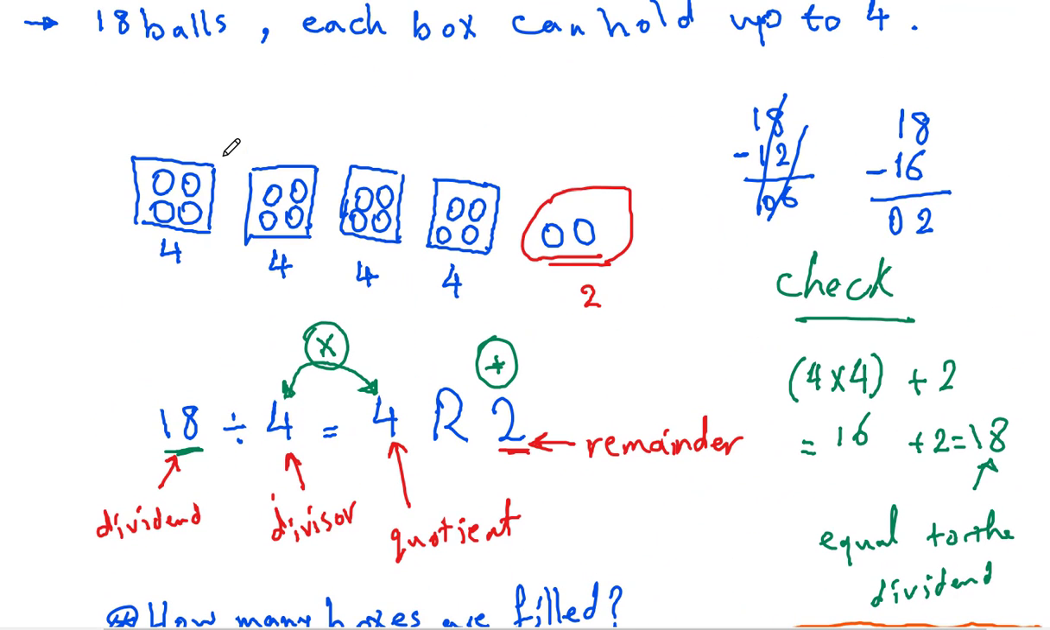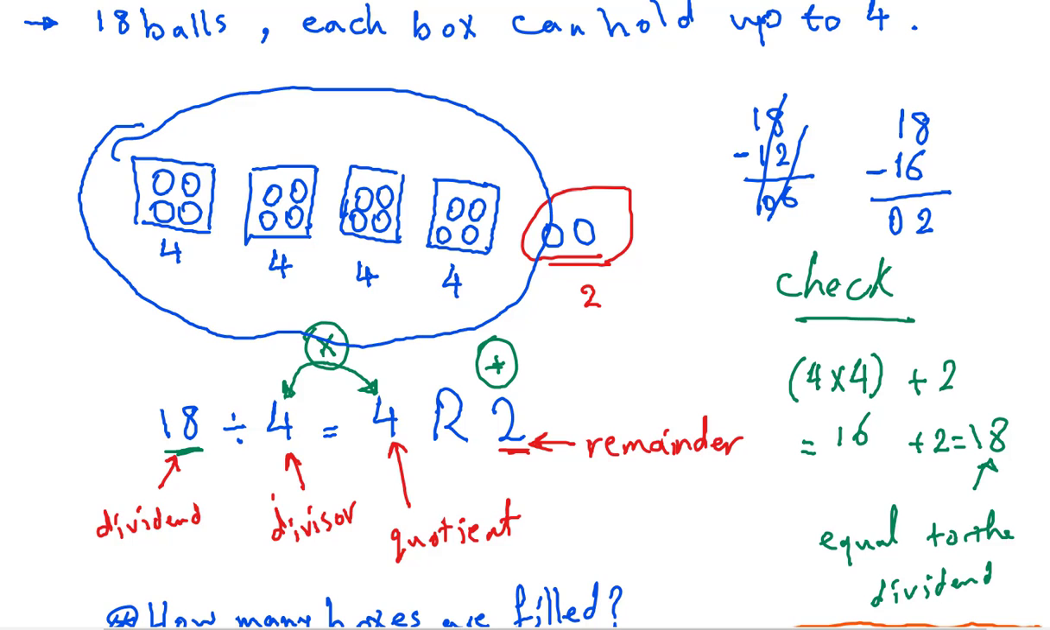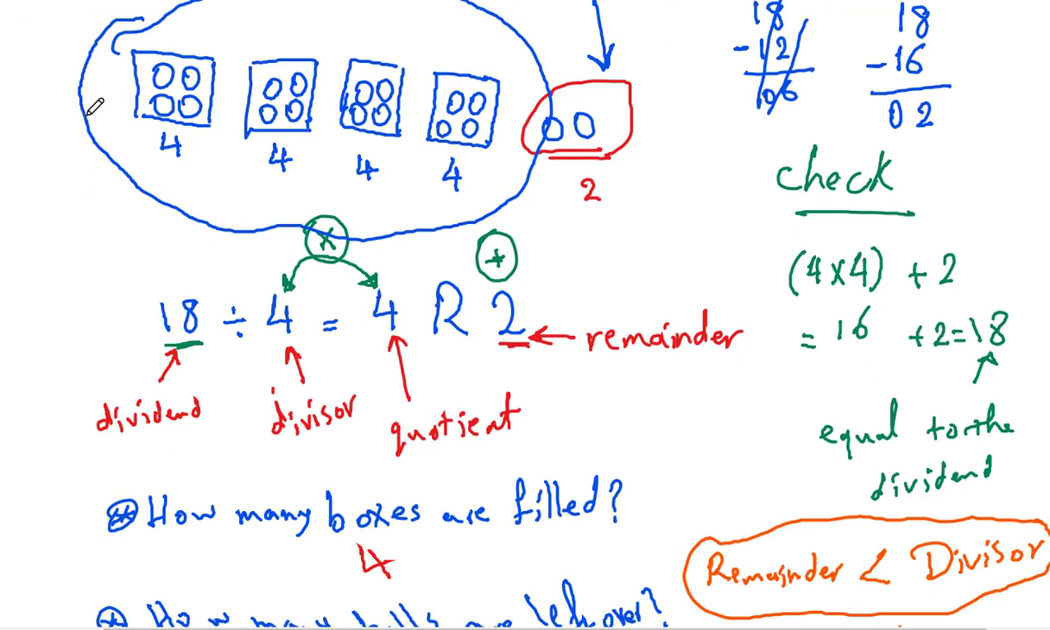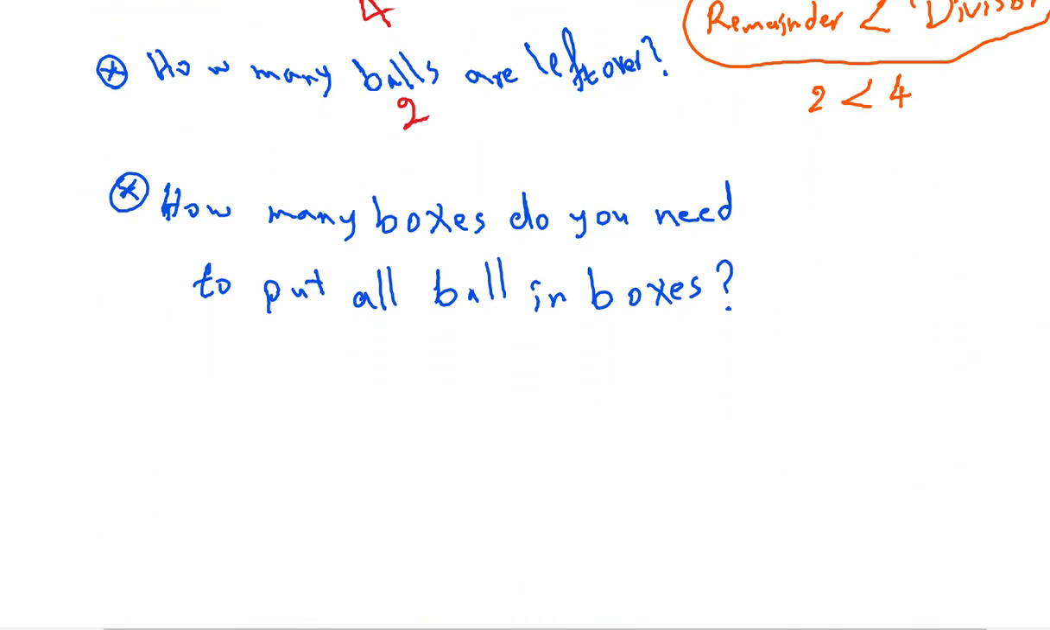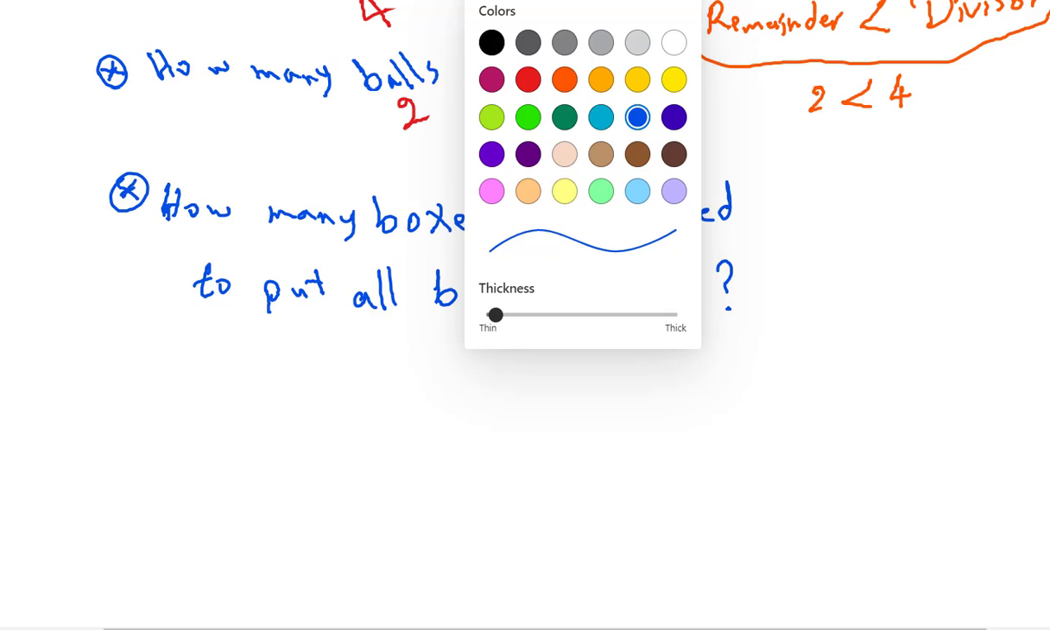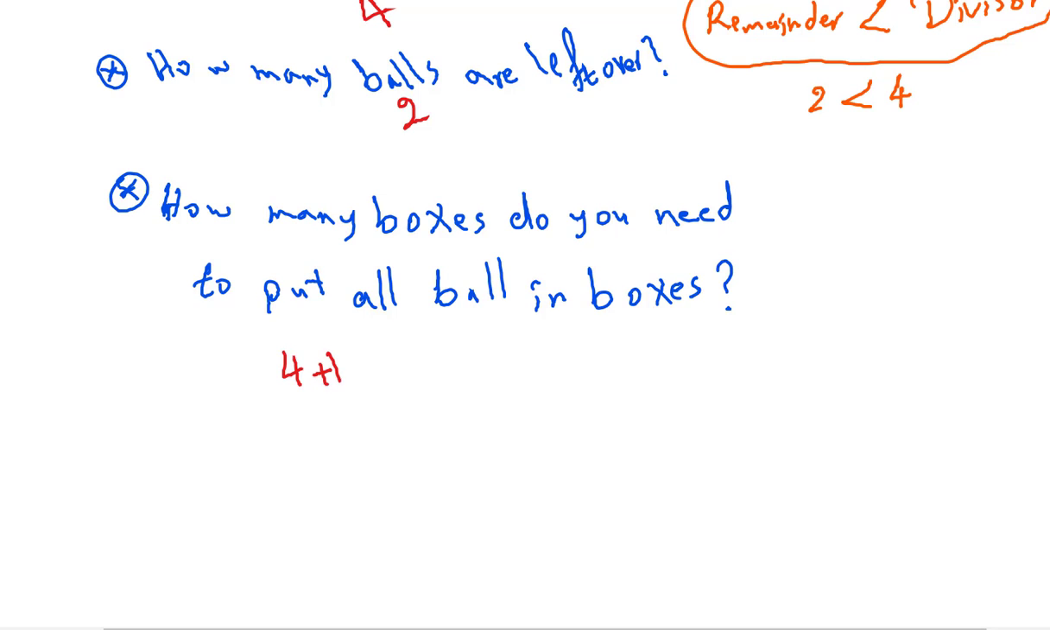We have here already how many boxes? I will think. How many boxes do we have already? 4. Okay, and we need another box for the remainder, right? So how many boxes do we need in all? 5. Yes. So the answer to this question is not the quotient and not the remainder. This is the quotient plus 1, 1 for the remainder. So we need 5 boxes.